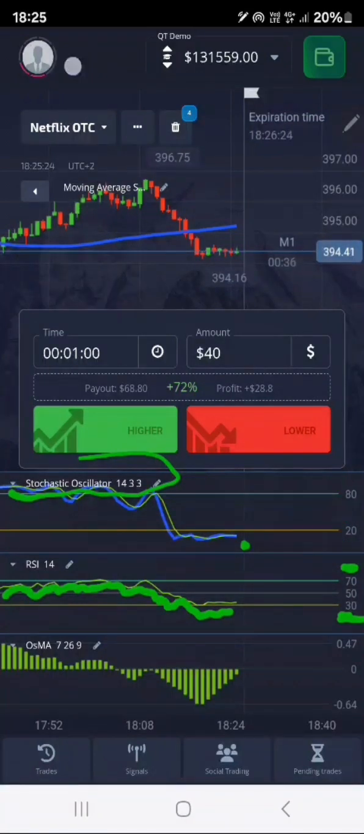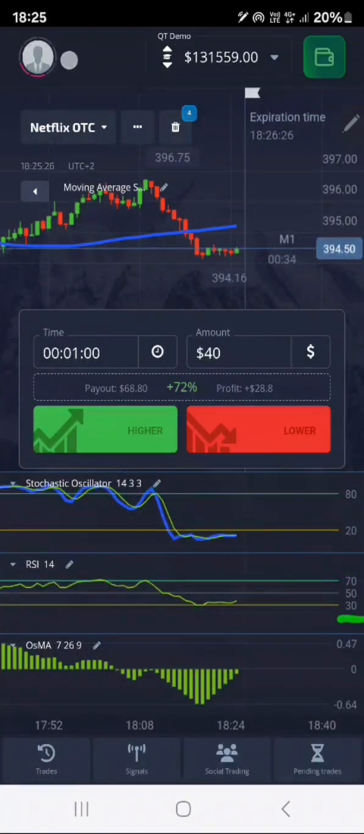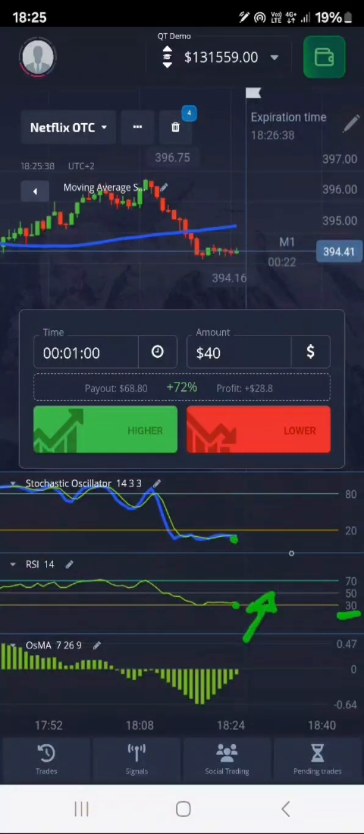All right, so now when you analyze, you ask yourself, since Netflix has been oversold too much, now it has been touching 30, there's a possibility for it to reverse back up. And also here, it is oversold. So there's a possibility for it to reverse back up. So you wait for a nice entry for reversal to enter a buy.